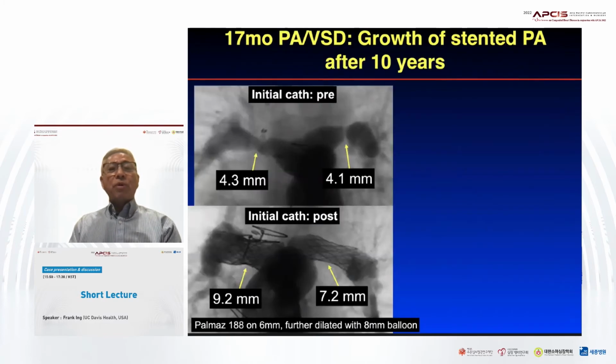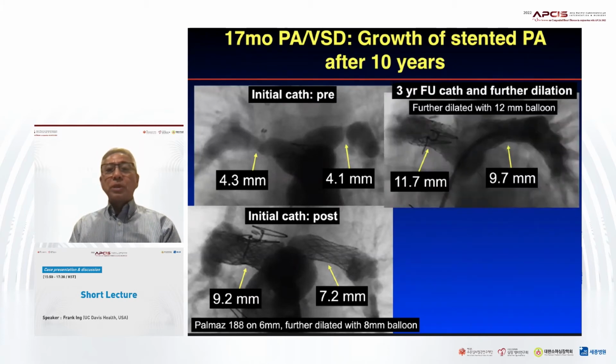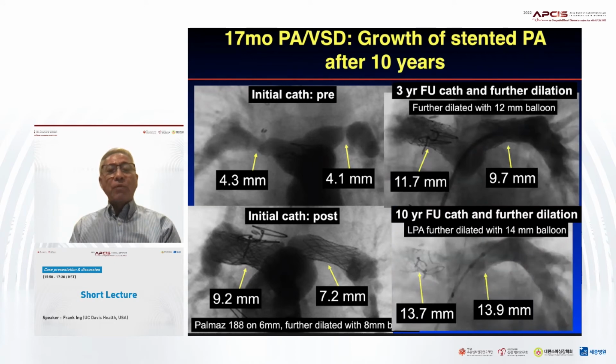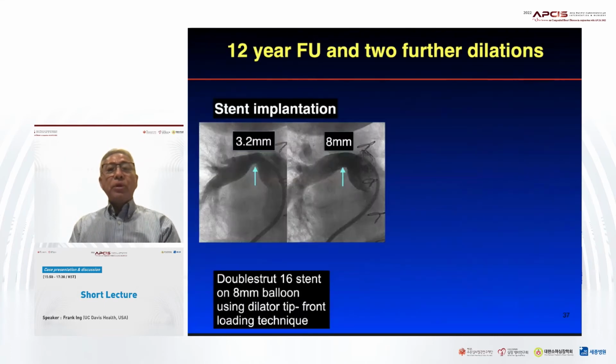Another patient over a 10-year period, 17 months old, you see this bilateral stenosis, putting stents in at 3 years follow-up, and then 10 years follow-up, again, went from 4.3 millimeters on the right to 13.7, and then 4.1 on the left to 13.9. Again, showing that these stents can be further dilated. It needs to be further dilated to accommodate the growth of the child. But you can do this effectively.